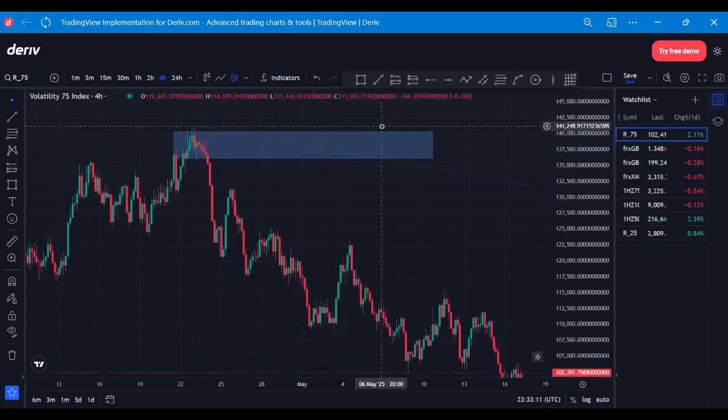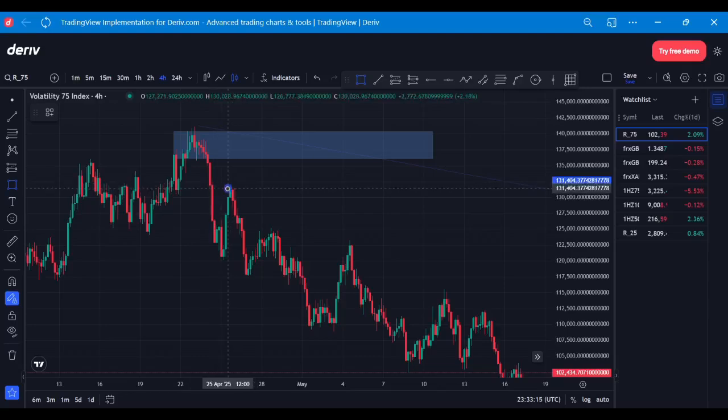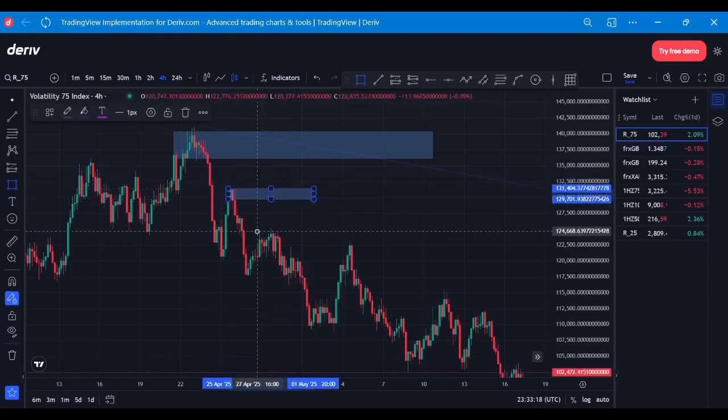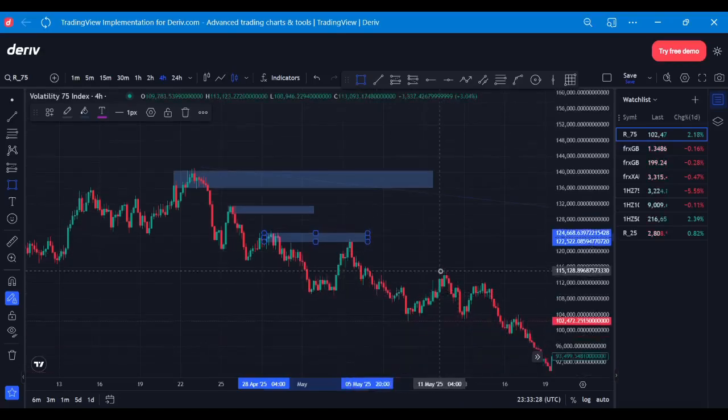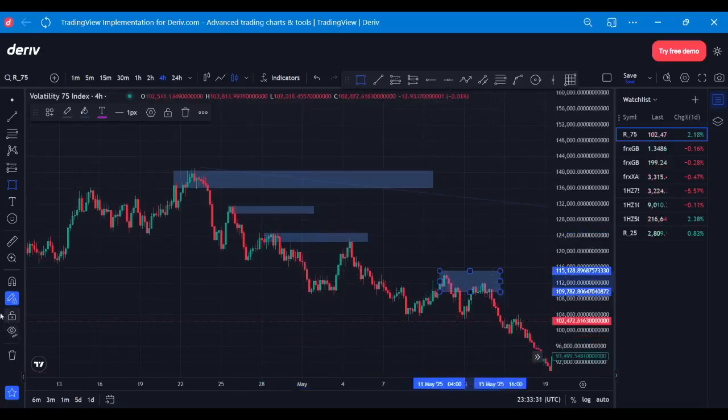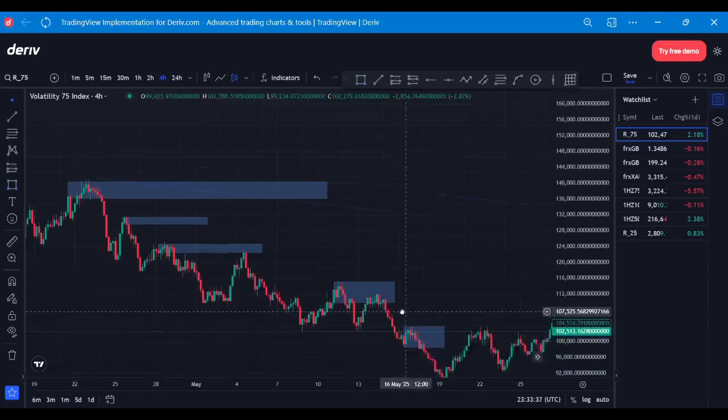So we see another one here. We see another one here. So this level is a supply level. See another one here, this level is a supply level. See another one here, supply level. Another one here, supply level. So see another supply level here.